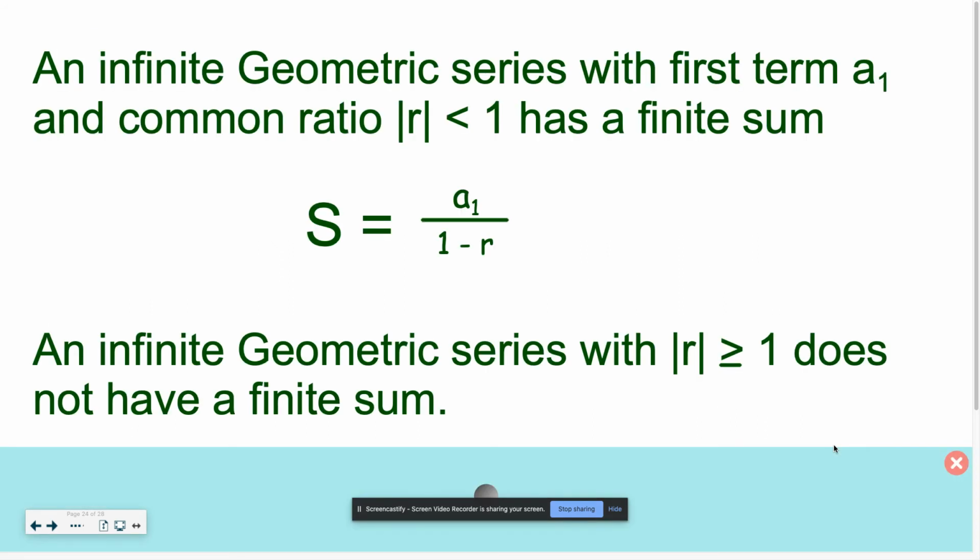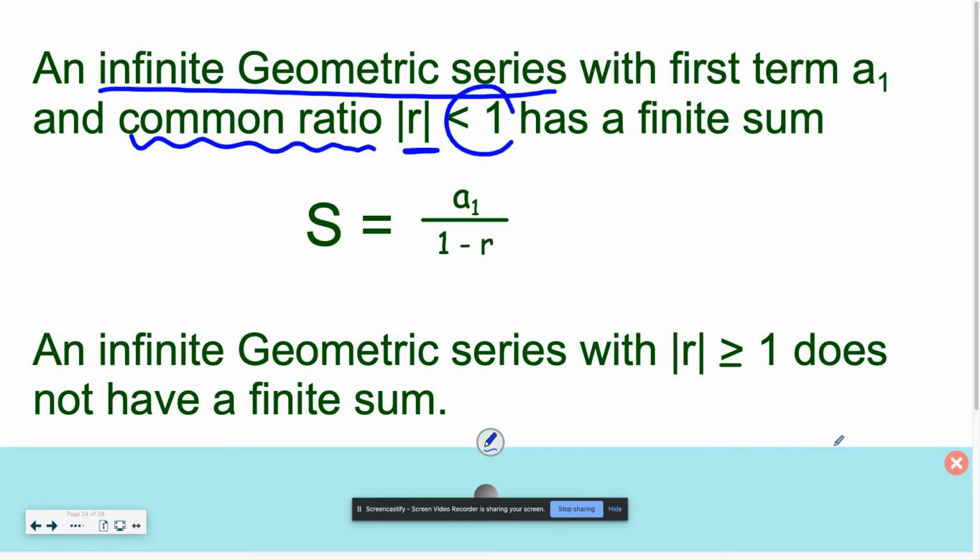So an infinite geometric series, okay, or common ratio, the absolute value of it, that's huge, is less than 1. Then it's going to have a sum. But if my common ratio is greater than or equal to 1, it does not have a sum. So I always like to say, we're going to get to the words here in a second on the next slide.